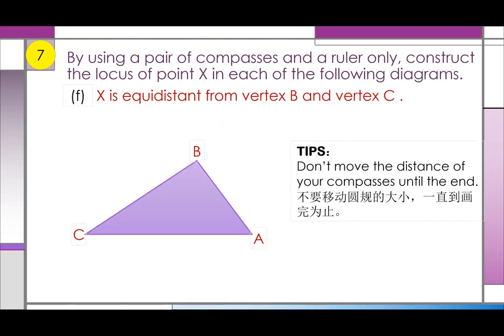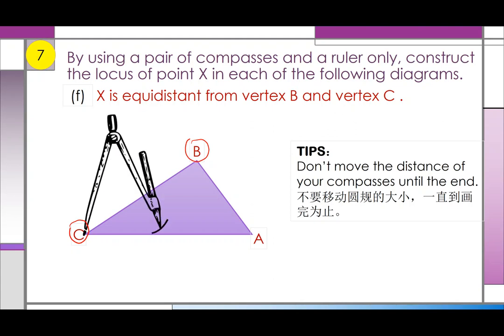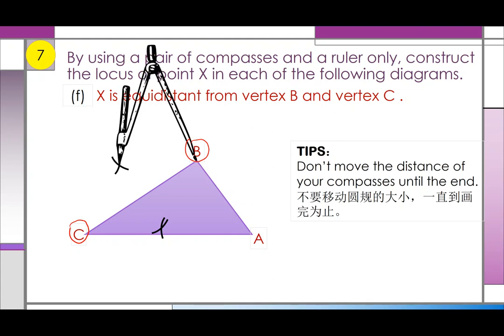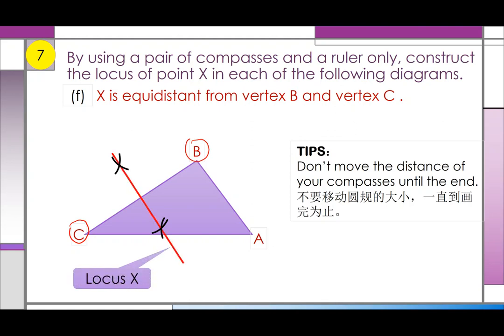X is equidistant from vertex B and vertex C, B and C, 2 points. So sure, also is a perpendicular bisector. So open your compasses, draw an arc like this, up and down. Okay, another point B, up and down. Don't move your compasses until the end. So now you just connect the two points. Then this is the perpendicular bisector for the vertex B and C. 不要移动你的圆规，从这个点上下做一下，再从这个点做上下，所以一条直线接起来，那就是你的 locus X。Remember vertex B and vertex D. So this is two points. So two points sure is a perpendicular bisector.